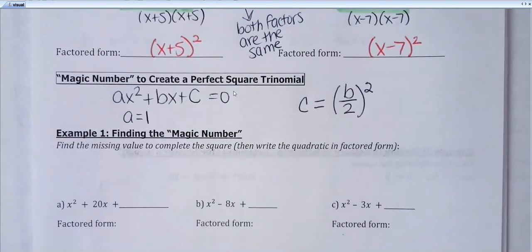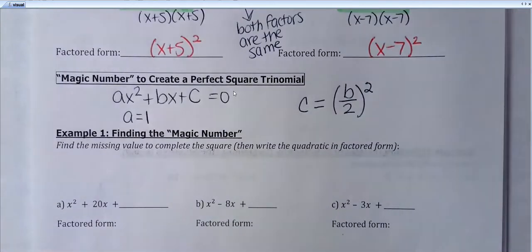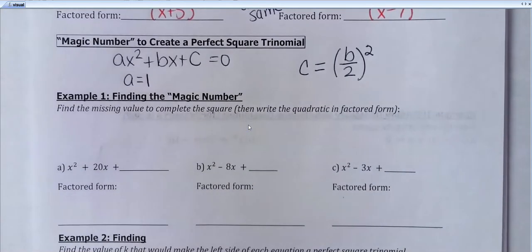So I call that the magic number. I don't think that's probably called that in a textbook or anything like that. But if you can take the b value divided by 2 squared, that should be the plain number to get yourself a perfect square trinomial. So we're just going to practice doing this here. These aren't equations or anything like this. I'm just going to have us find the value to create our perfect square trinomial.